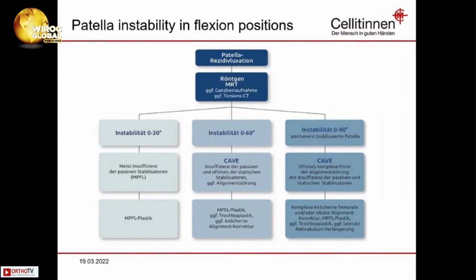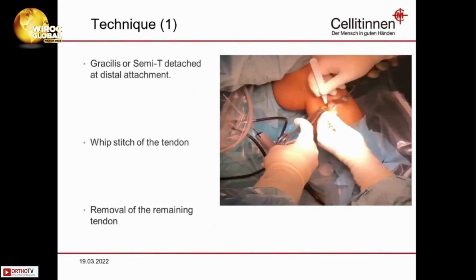What we actually use as a guide is a table described by the committee of the AGA, the German Arthroscopic Society, in 2015. It has to do with the instability of the patella in different degrees of flexion, at 30, 60, and 90 degrees. So it depends on the degrees; we have to see this and apply the technique accordingly.